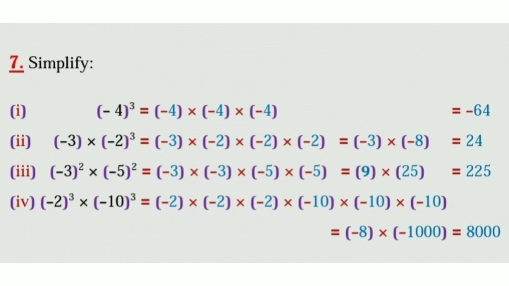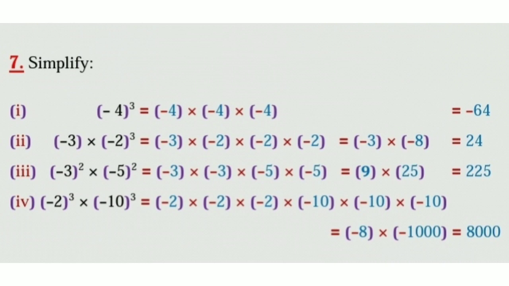Sum number 7, simplify. First one, minus 4 the whole cube is minus 4 into minus 4 into minus 4, which is minus 64. Students, pay attention: minus minus is plus, and plus minus is minus, that is minus 64. Second one, minus 3 into minus 2 the whole cube is minus 3 into minus 2 into minus 2 into minus 2, that is minus 3 into minus 8. Now minus minus is plus, 8 threes are 24. So the final answer is 24.